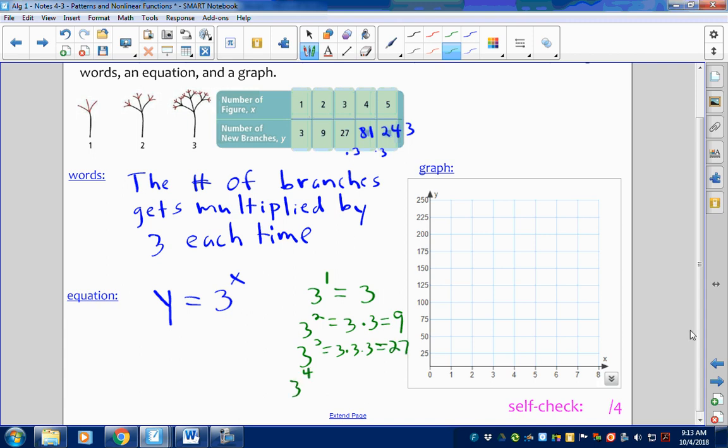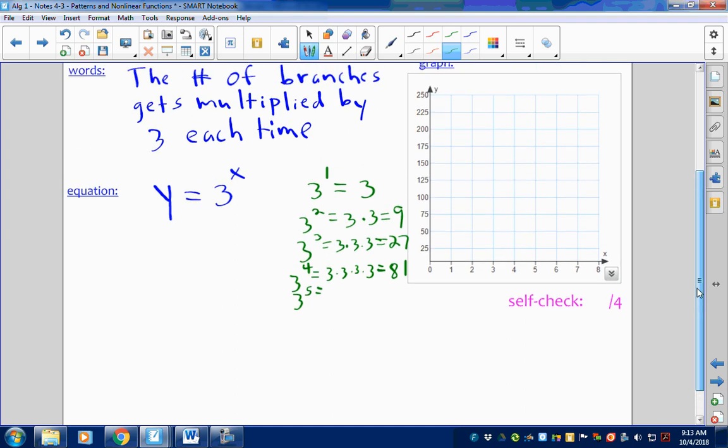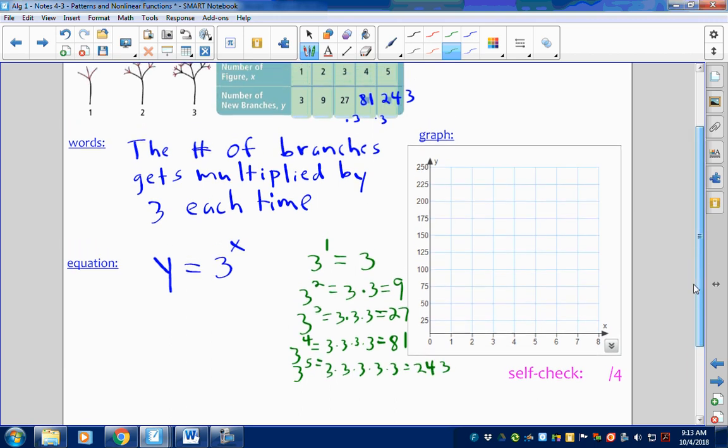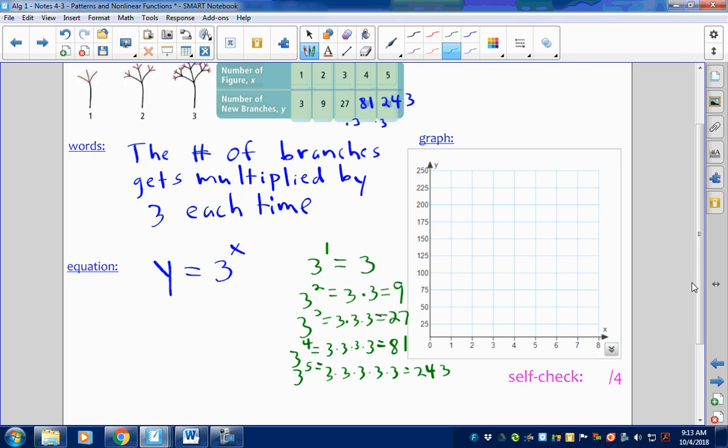3 to the fourth, 3 times 3 times 3 times 3, which equals 81. 3 to the fifth just keeps going. 3 to the fifth is 3 times 3 times 3 times 3 times 3, which equals 243. Okay? So that is called an exponential pattern. So you'll have to watch for that. When you see the words multiplied by a certain number each time, that number becomes the base of the exponential function. So you might want to put a little arrow there. That multiplier is the base.